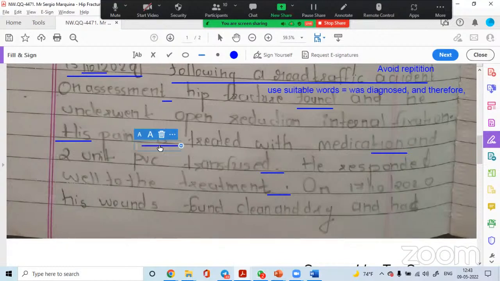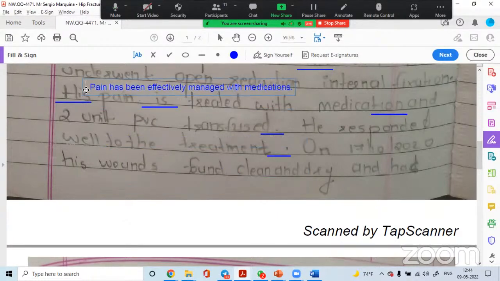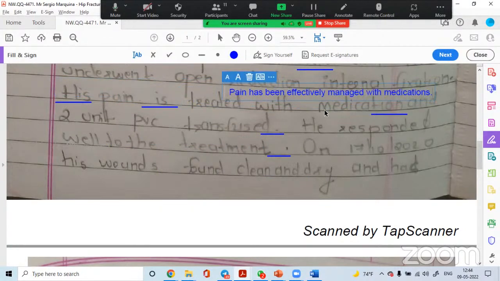Pain has been, present perfect. Now also. Okay. Pain has been effectively. He was treated, but pain has been managed. Effectively managed with medications. That's all. Pain has been, right? Next time, neatly you present. Pain has been effectively managed with medications.